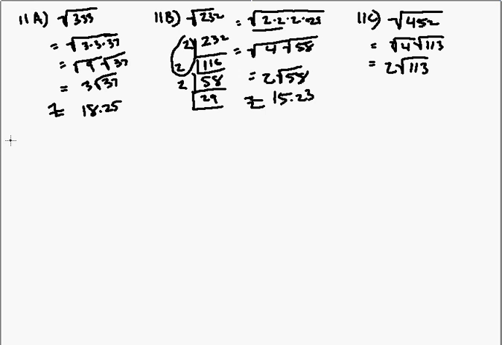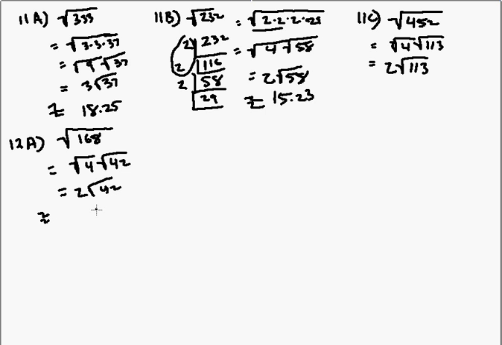12a. Here I have the square root of 168, which is equal to the square root of 4 times the square root of 42, which is equal to 2 square root of 42, and that is approximately 12.96.